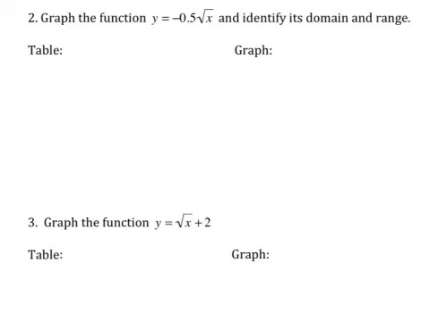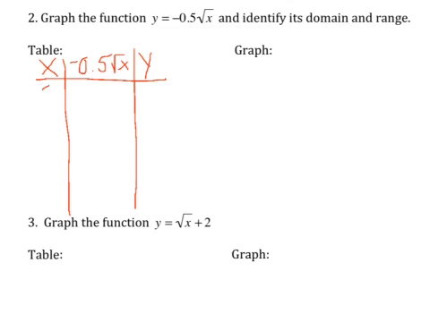Try graphing this function on your own. So hit pause on the video, use a table, make a graph, and then replay it and see if what you graphed was correct. So what we want to do is set up our XY chart, just like we did in the last problem, and plug in numbers that are easy to take the square root of. 0, 1, 4, 9 again. So remember that negative 0.5 is the same thing as negative 1/2.